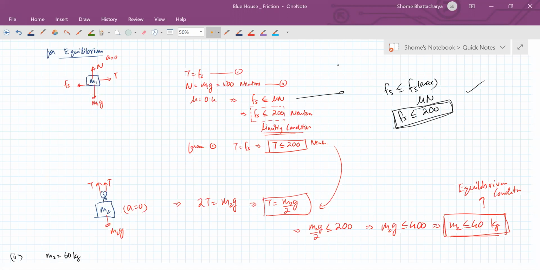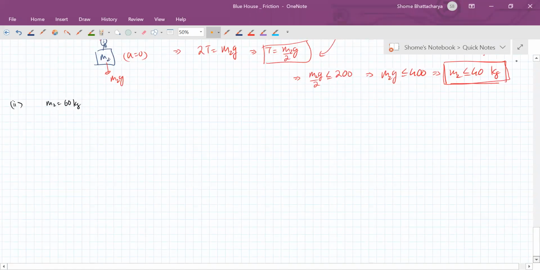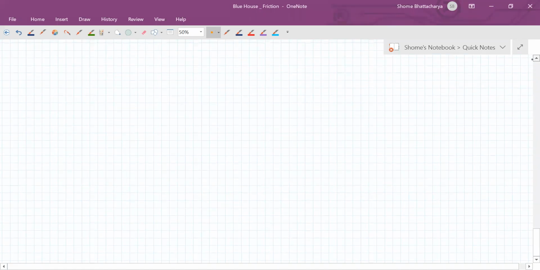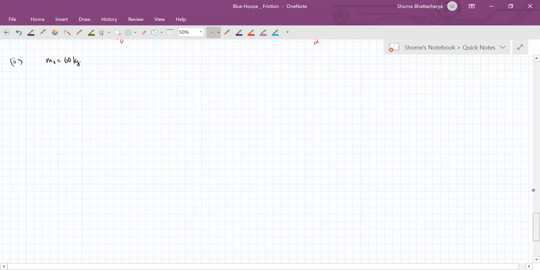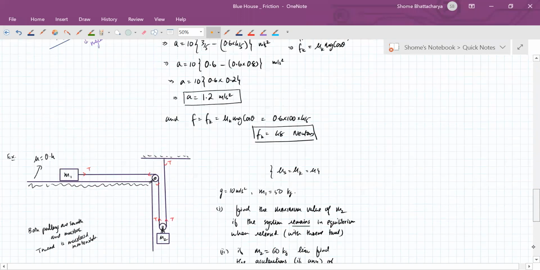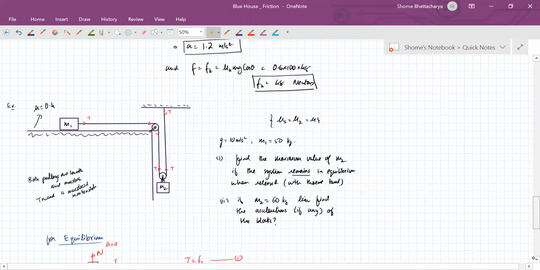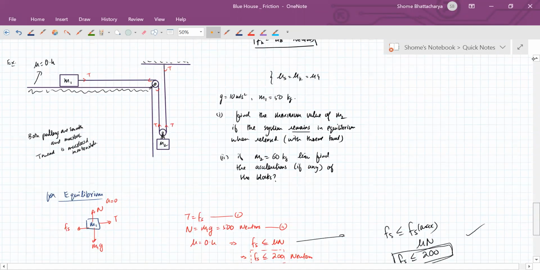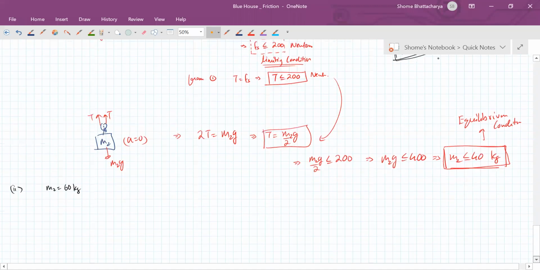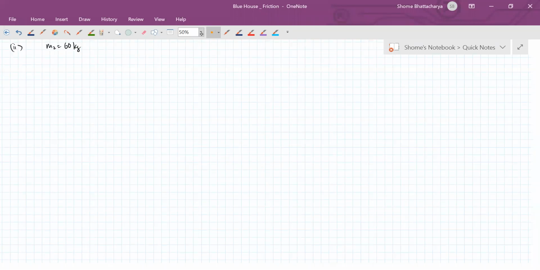So friction cannot be more than 200 newtons. So tension should not be more than 200 newtons. So if the tension is not more than 200 newtons, then M2g should not be more than 400 newtons, because 2T is balancing it. So there you are. Now in the second case, M2 is taken as 60 kg. The rest of the things are the same. So obviously in this case slipping will occur.